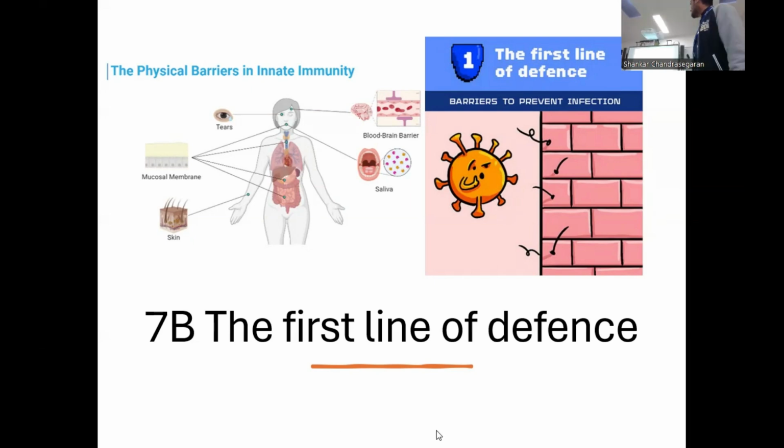Today's lesson, we're going to focus on looking at the first line of defense, talking about basically what do we have to protect ourselves from pathogens that are trying to get in. An important thing to note right now from what we did in a previous lesson is that pathogens are not always alive. We don't always have pathogens that are cellular by nature.